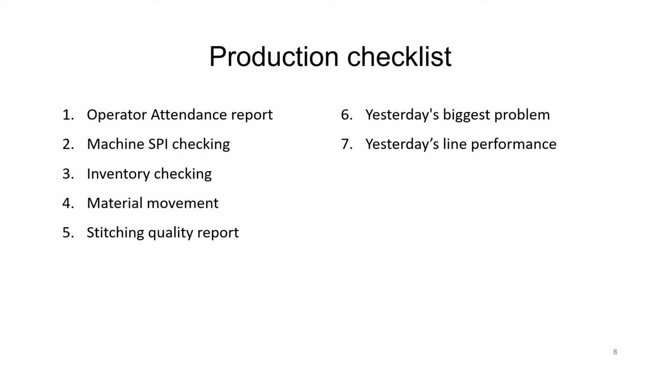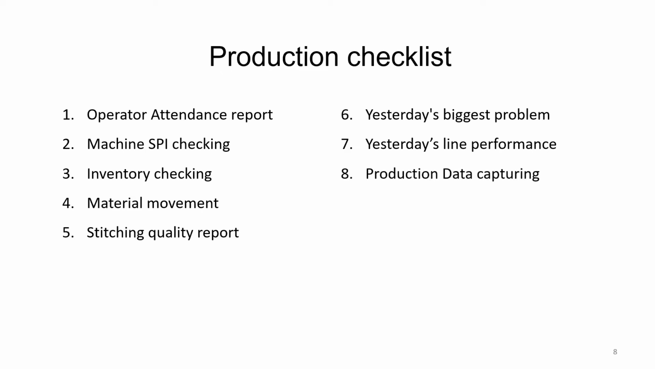So when the production manager calls, the supervisor should be ready with the stitch quality report, with the inventory checking report, with the machine SPI report, with the operator attendance report, and what was yesterday's biggest problem. All of these things should be ready with the supervisor. Else, the production manager is going to blast off the supervisor.